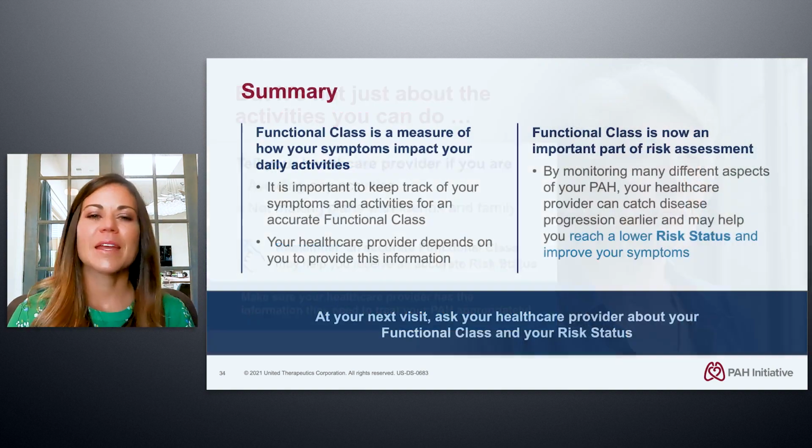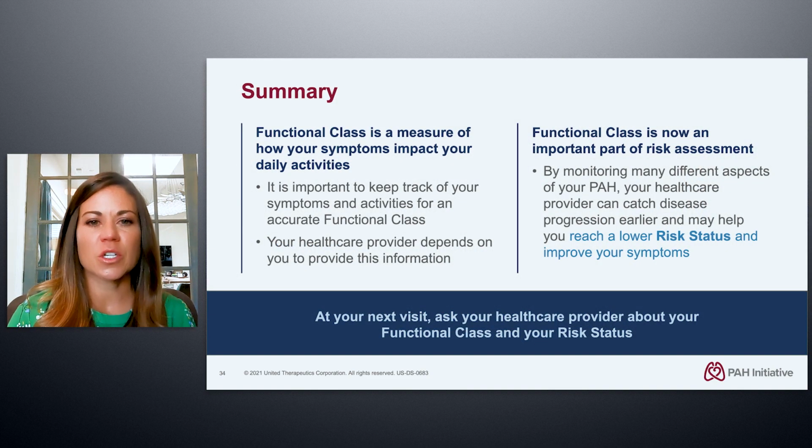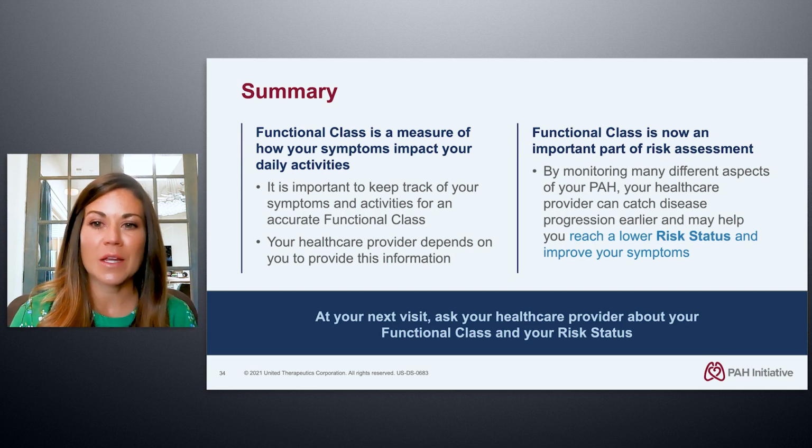In summary, functional class is a measure of how your symptoms impact your daily activities. It is important to keep track of your symptoms and activities for an accurate functional class. Your healthcare provider depends on you to provide that information. Also essential is that functional class is now an important part of risk assessment. As we've mentioned, it's another piece to that puzzle. By monitoring many different aspects of your PAH, your healthcare provider can catch disease progression earlier and may help you reach a lower risk status and improve your symptoms.